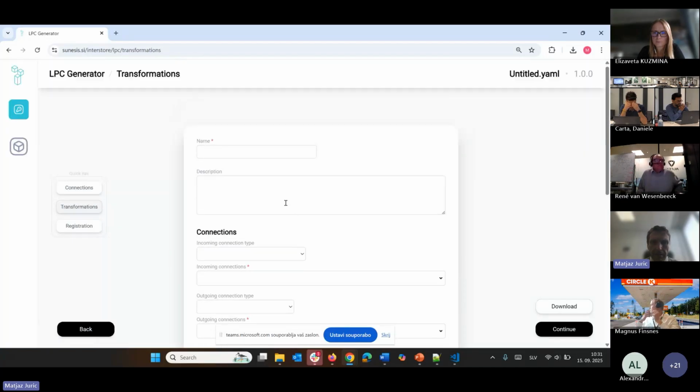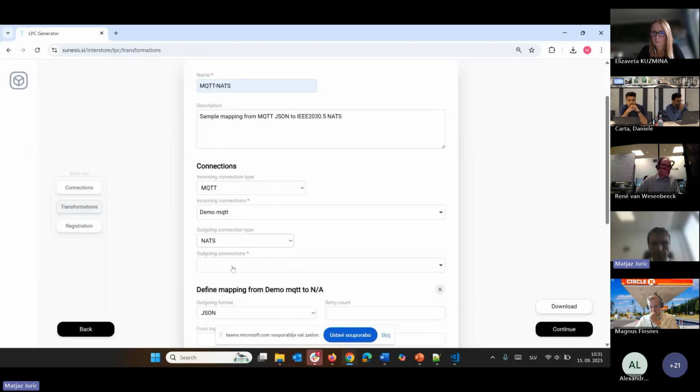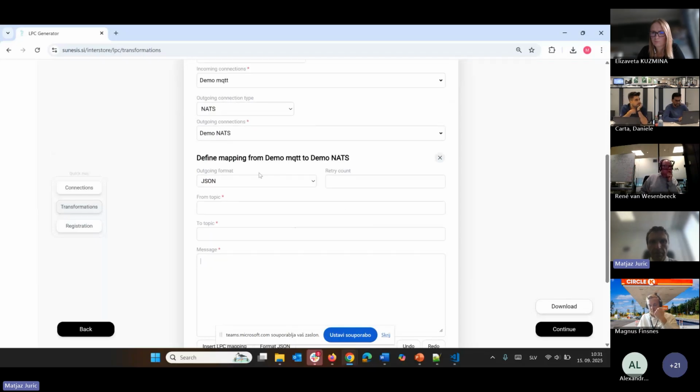And here on the mapping side, you would specify the name of the mapping, some short description, for example, sample mapping from MQTT JSON to IEEE 2030.5 NATS. And then you would specify the incoming connection would be the MQTT, which would be the demo MQTT that we have defined on the previous screen. The outgoing connection would be NATS, and we would use the demo NATS connection that we have also specified in the previous screen. And then you go to the actual mapping and would say that the outgoing format would be JSON or XML. You can select here.